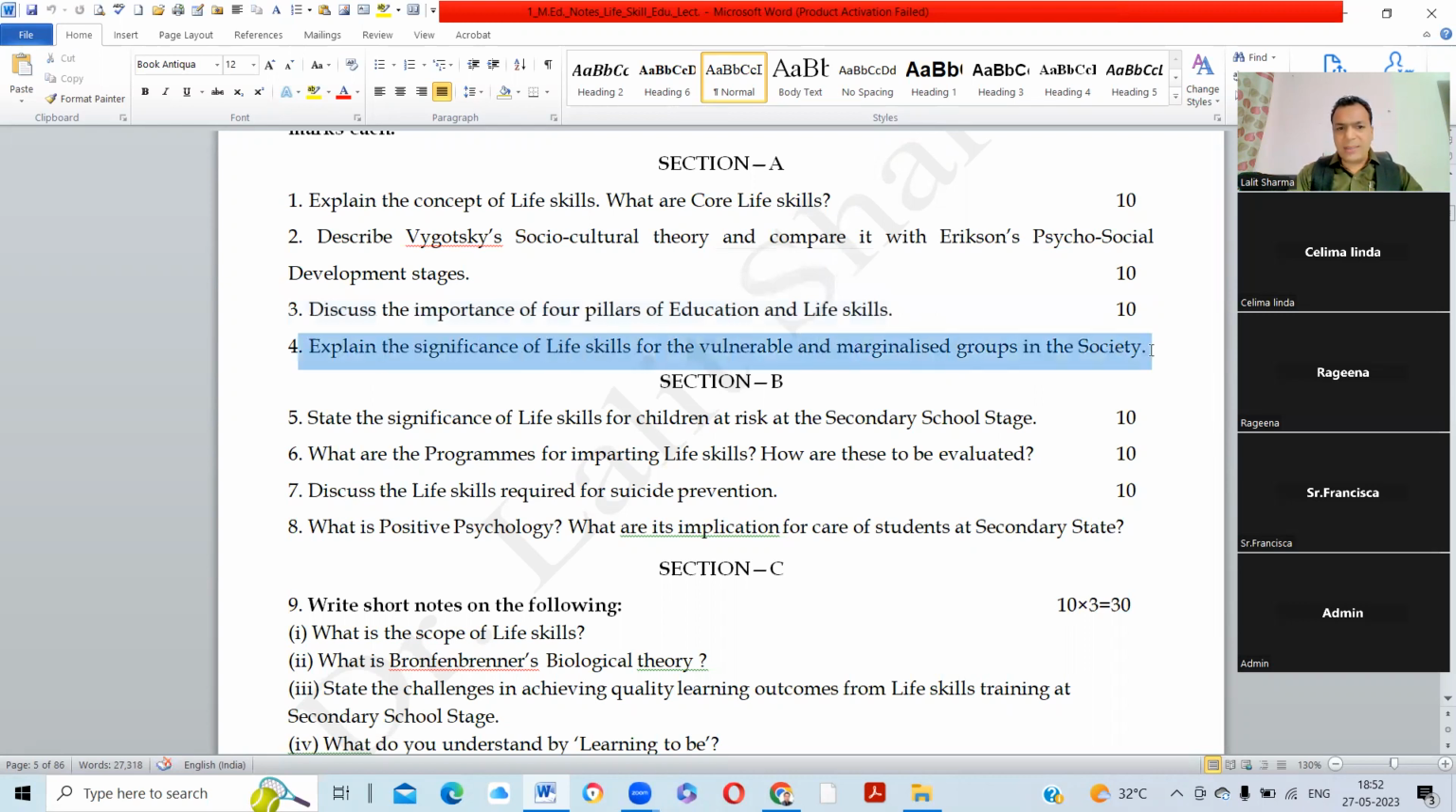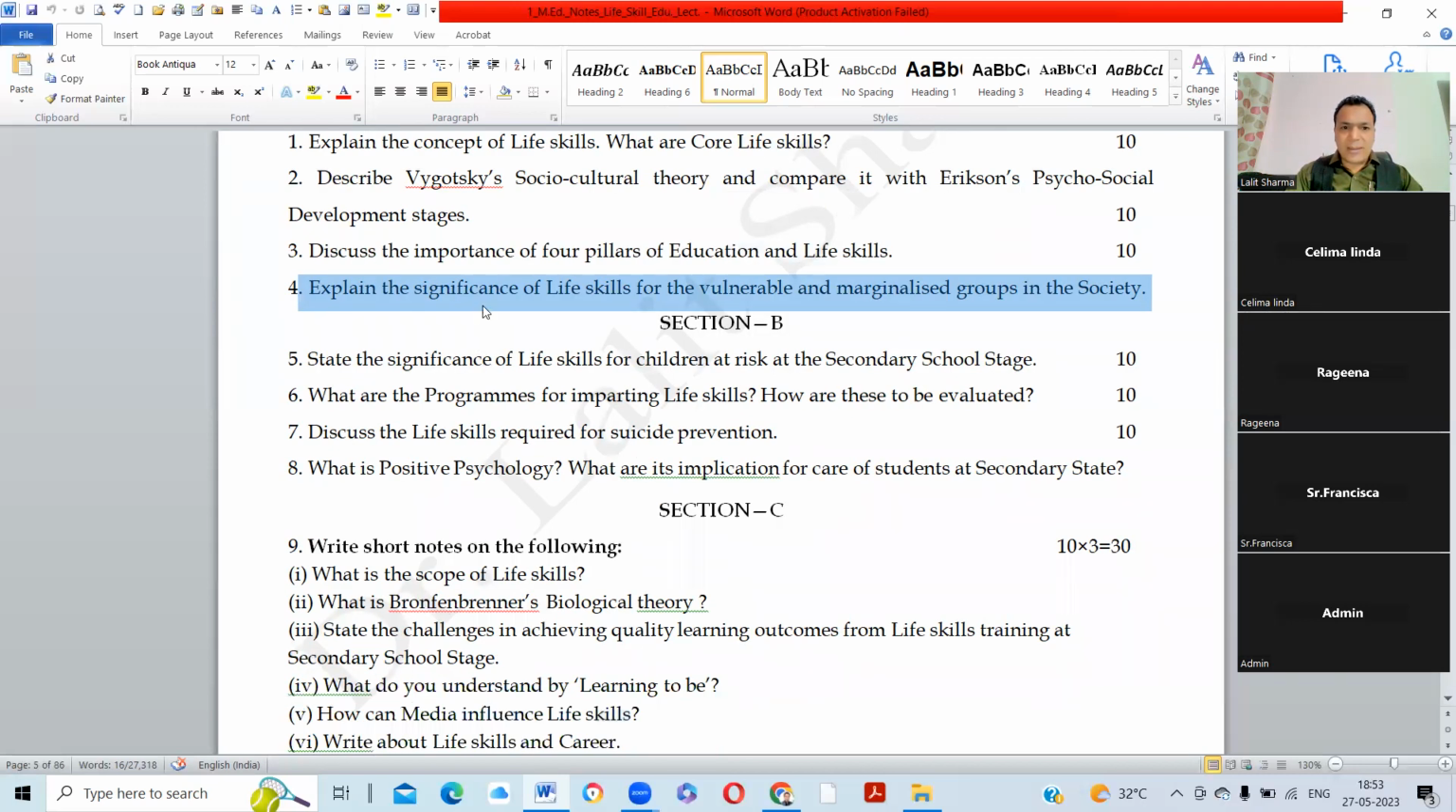Again, fourth, very easy: Explain the significance of life skills for the vulnerable and marginalized group in society. Look, nobody is giving attention to the marginalized group. Even since independence, we are not giving any attention to the vulnerable and marginalized group. So this is very important. That's why we give them the quota system, reservation system, because they are the vulnerable and marginalized group of society.